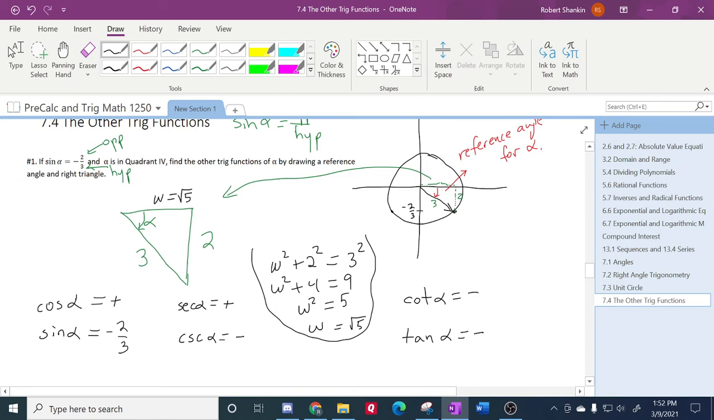So we figured out the signs of all the numbers first. So the cosine is adjacent over the hypotenuse. Secant is whatever this was flipped over.